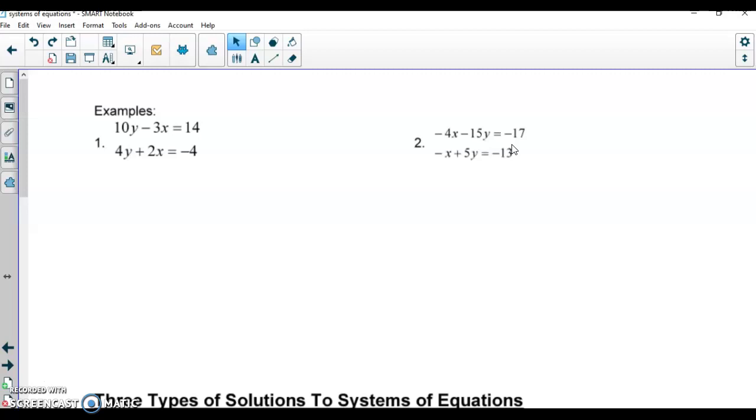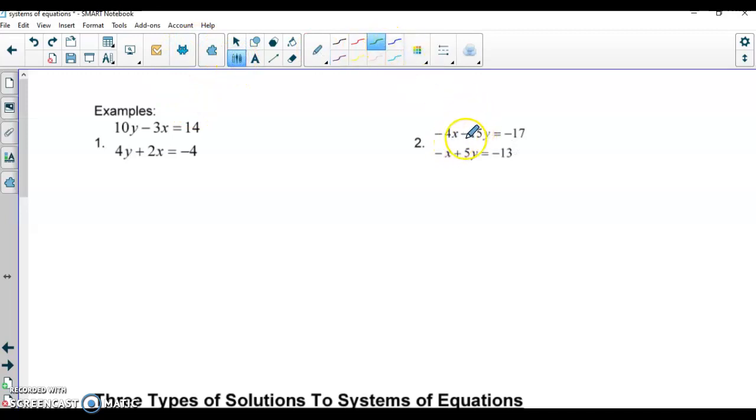Now we need to decide, what can we multiply one of the equations by to eliminate a variable? So we see, can I multiply one of the equations by some constant such that it will add out to be 0? So I'm going to look at a second example first.